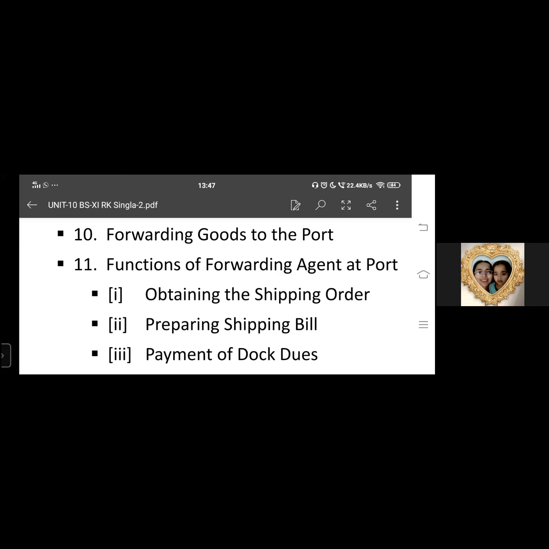Okay, and for paying the dock dues, dock challan is prepared in the duplicate. After paying the dock dues, one copy is returned to the agent as receipt. Ek jo copy hai wo return kar di jati hai agent ko. Theek hai, now the port officers arrange for loading the goods.